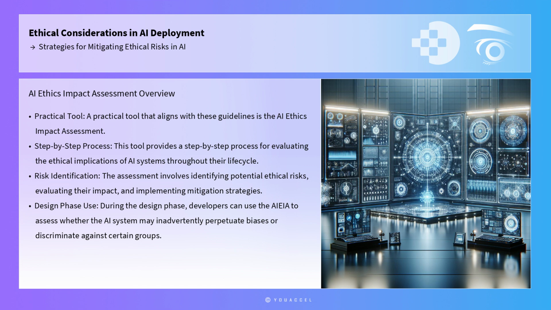This tool provides a step-by-step process for evaluating the ethical implications of AI systems throughout their life cycle. The assessment involves identifying potential ethical risks, evaluating their impact, and implementing mitigation strategies. For example, during the design phase, developers can use the AI EIA to assess whether the AI system may inadvertently perpetuate biases or discriminate against certain groups. By identifying these risks early, developers can adjust the system's algorithms or data inputs to mitigate potential biases.